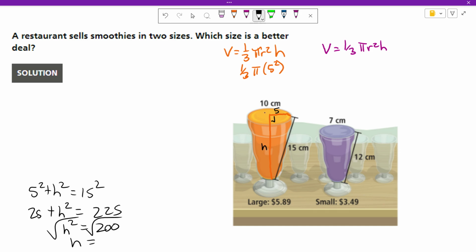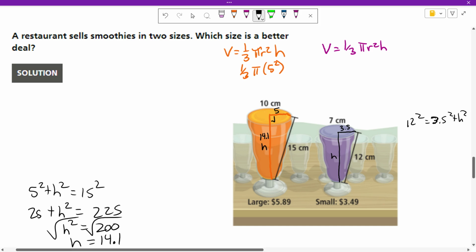It's 16 point something? No, it can't be. 14 point something. 14.1? Yeah. Sounds good. Got to do the same thing for this one, so might as well do it now. What's the radius of the purple one? 3.5. We got to find the height. So 12 squared equals 3.5 squared plus h squared. 144. What's 3.5 squared?